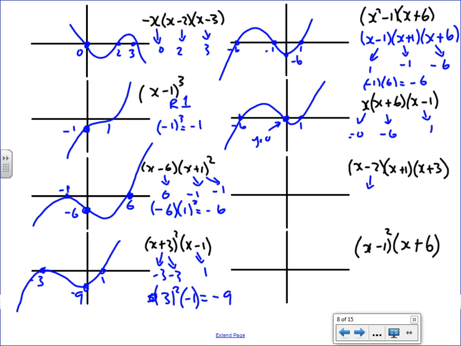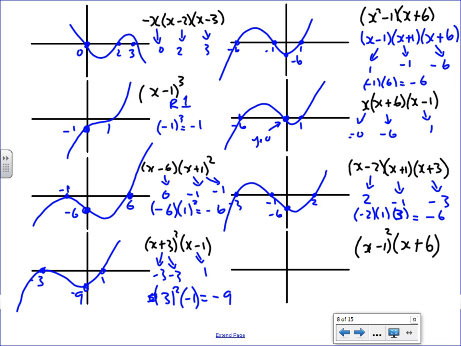A couple more to go. We've got 2, minus 1, minus 3. So minus 1 here, minus 3 here, 2 roughly there. Positive cubic, so slicing through, slicing through, slicing through. And y-intercept when x is 0, so we do minus 2 times 1 times 3, which is minus 6.